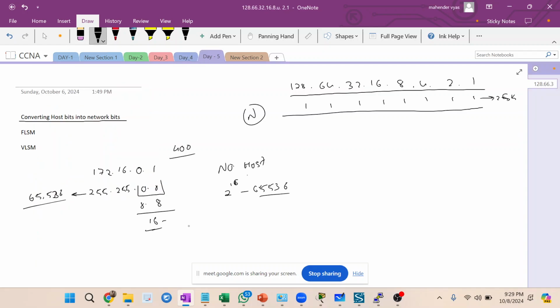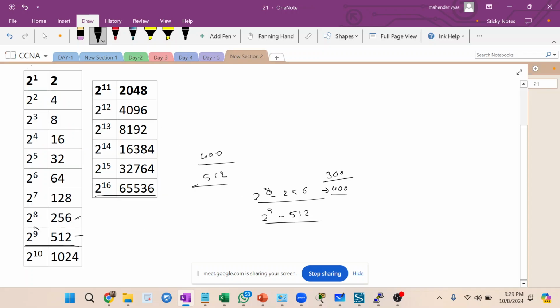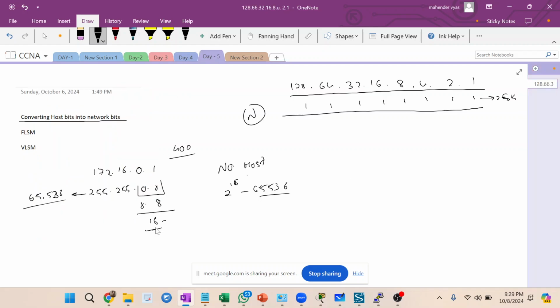So now what I'll do, here I'll have 8 bits and here I have 8 bits. So how many bits do I want? I want 2 power 9, so I require 9 bits. As of now I have 16 bits, right? I'll do 16 minus 9. How much would be left? 7, right? The remaining bits are 7.